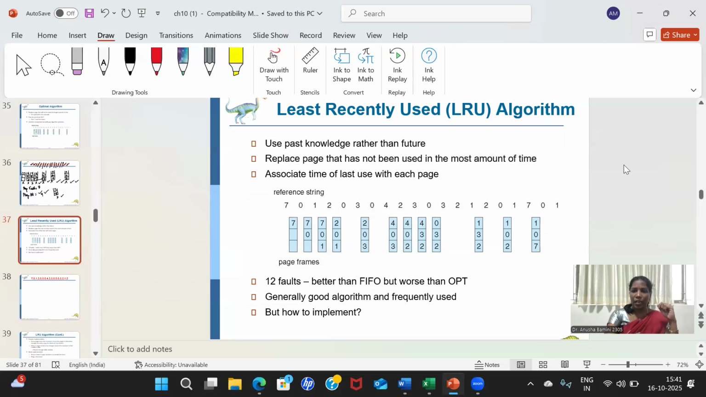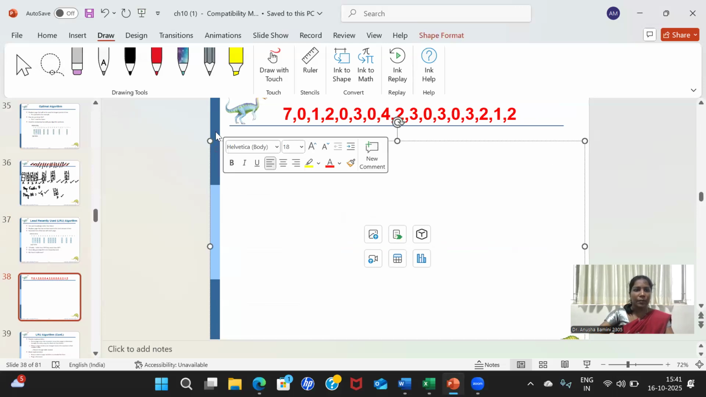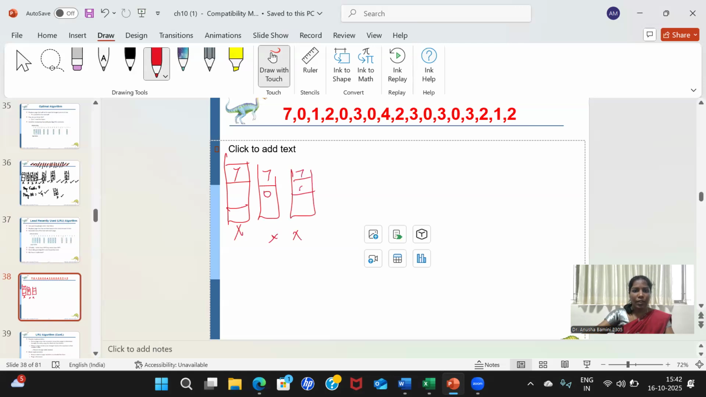Okay, so again we'll solve this problem. 7, 0, 1. Here also my frame size is 3, so we are drawing with 3 frames. 7 is not available, so I'm taking the 7 here. So this is a page fault. Then you know these things. 7, 0, 1 is not there, so that also comes under page fault. 7, 0, 1. Then 2.